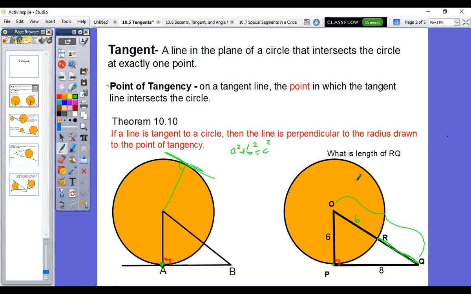Using our Pythagorean theorem, we'll call the whole thing C. So 6 squared plus 8 squared equals C squared. We square that, you get 36 plus 64 equals C squared. You add that, you get 100 equals C squared. Square root that, C equals 10. So the whole thing is 10. Well, this part is 6, that makes this 4. 4 right there.